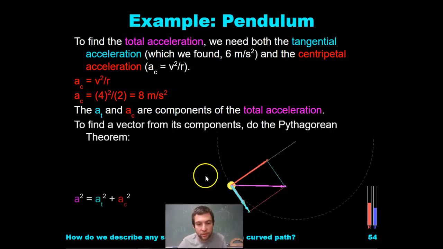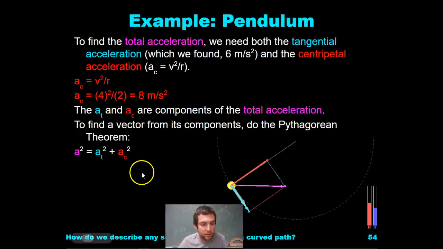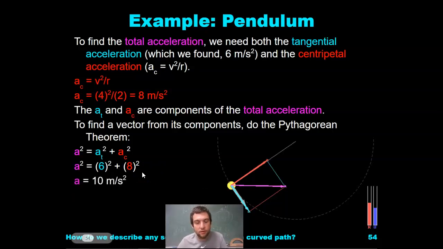90 degrees, so we can just use Pythagorean theorem. A squared plus b squared equals c squared. Don't forget to take the square root. Sometimes we get excited that we know what we're doing, and we forget the simple stuff.